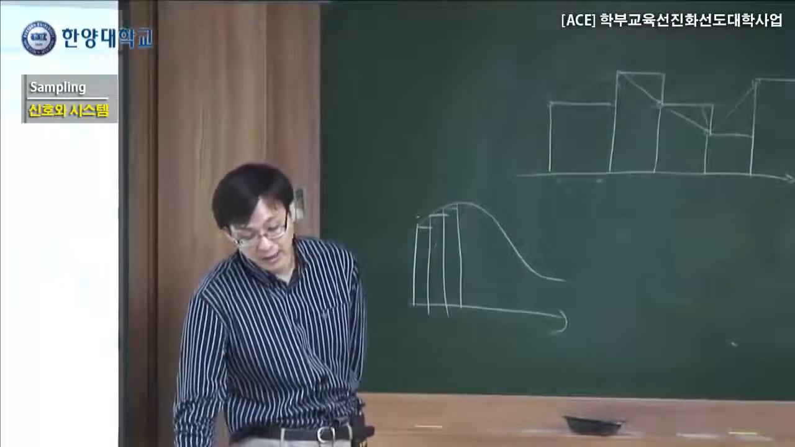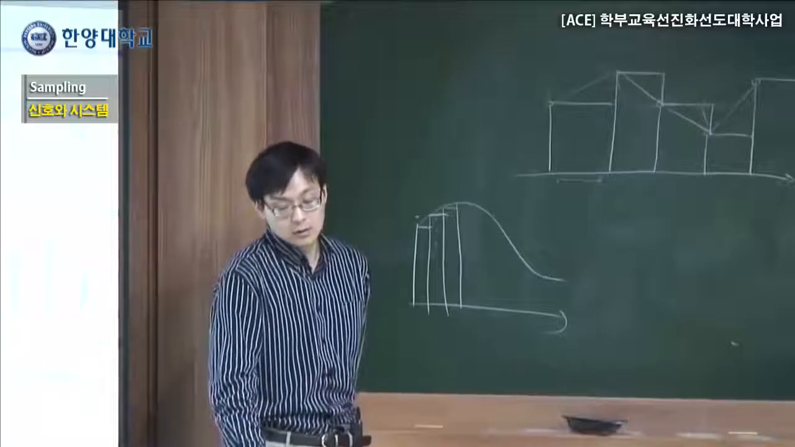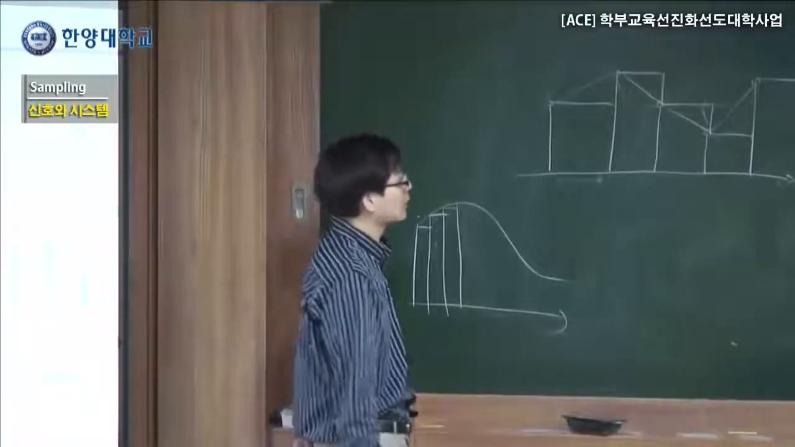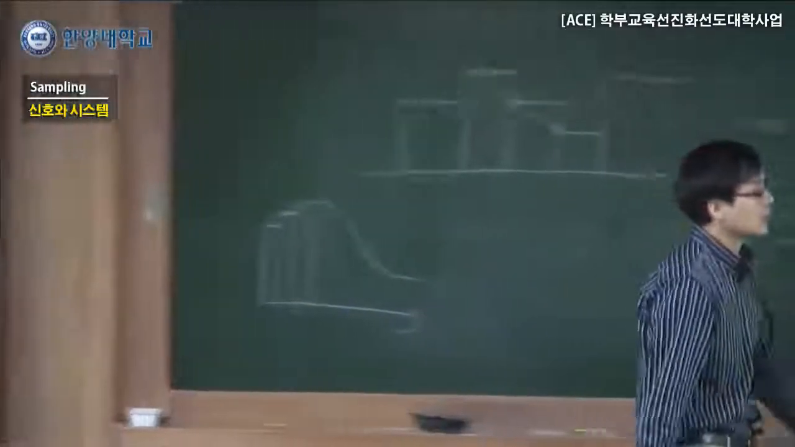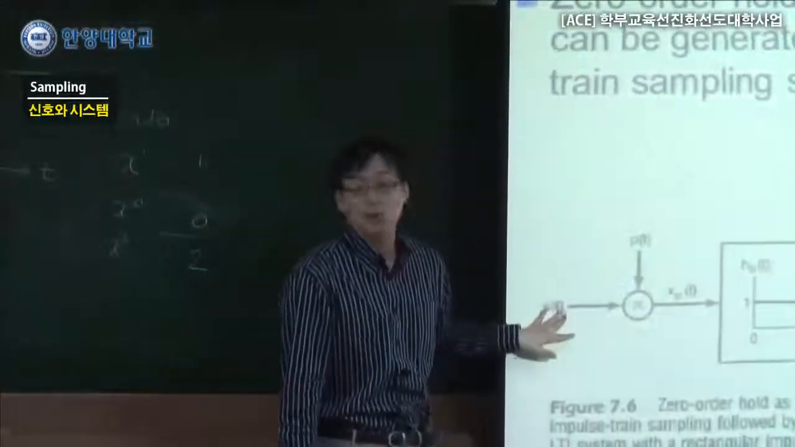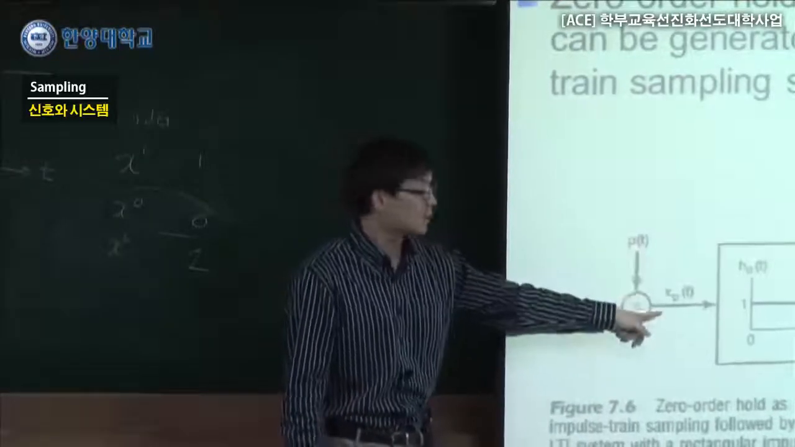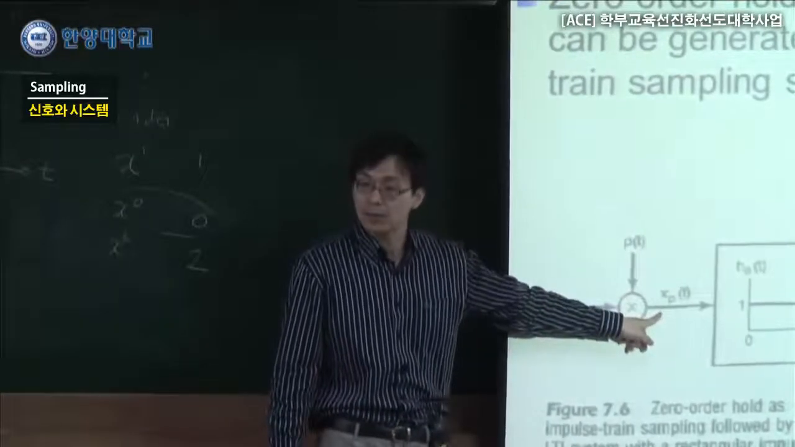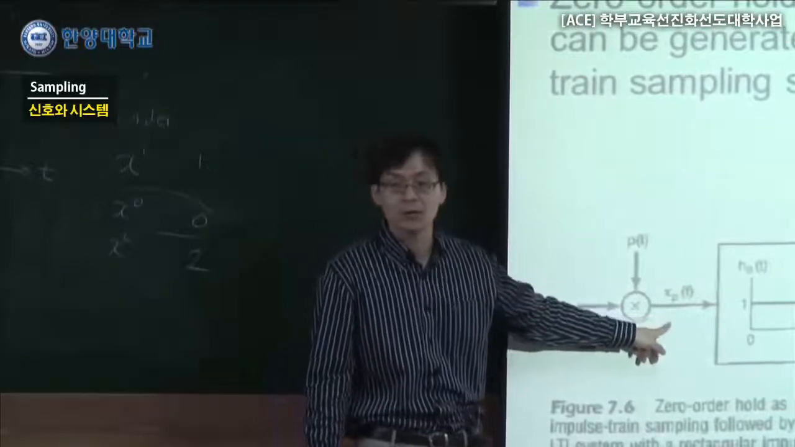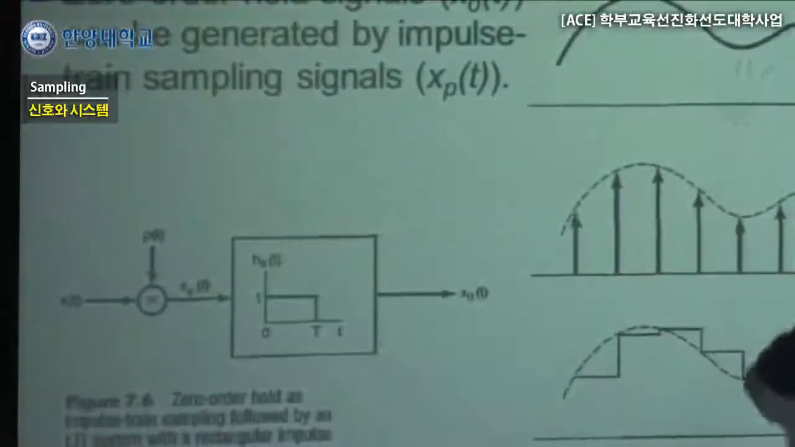They actually, after passing through a pulse like that, so it's the same as what we have done before. X is our original continuous time signal. P is the impulse train. XP is after sampling, which is the discrete time signal. So XP is shown here like this.